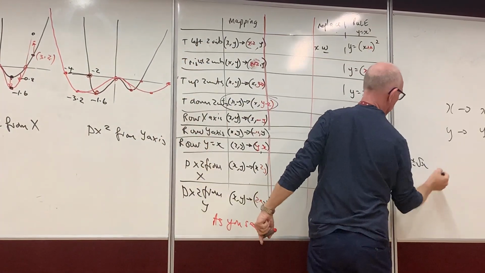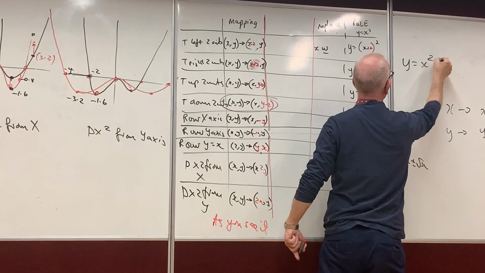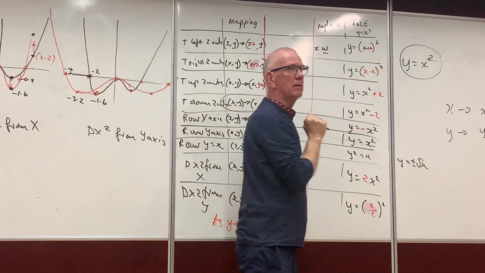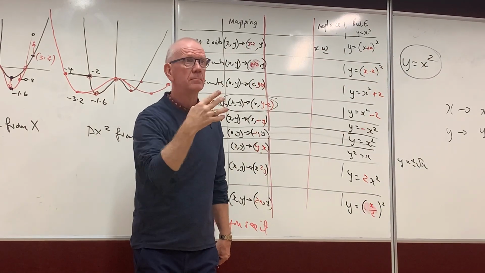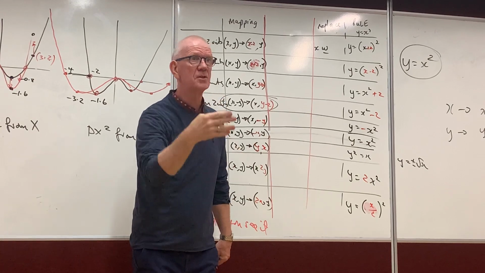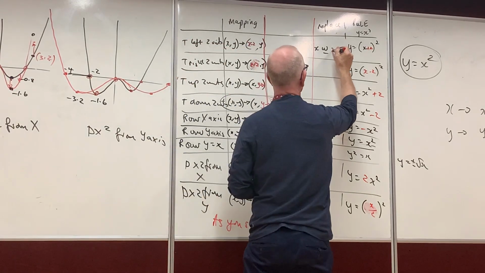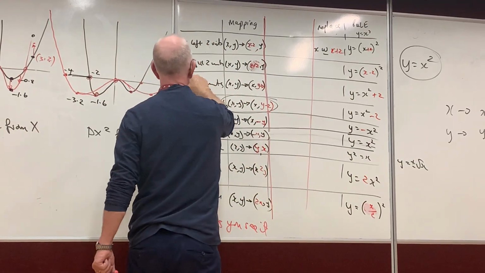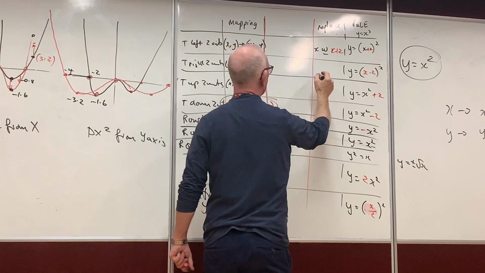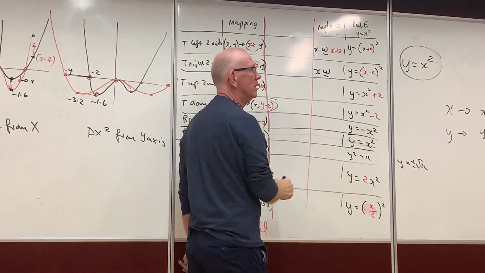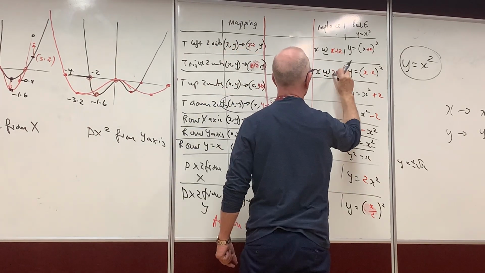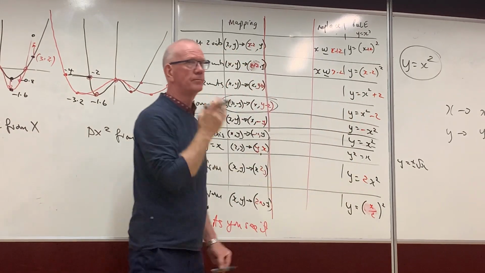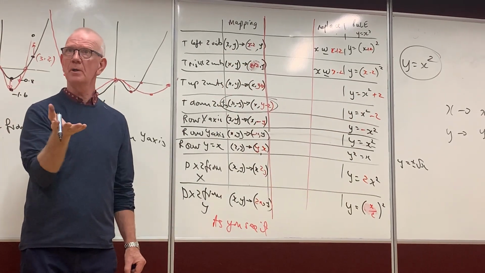I started with y equals x squared, and I finished here. X plus 2. Correct? If you translate right 2 units, what do you replace x with? X minus 2. Is that okay? Do you agree? Happy about that?